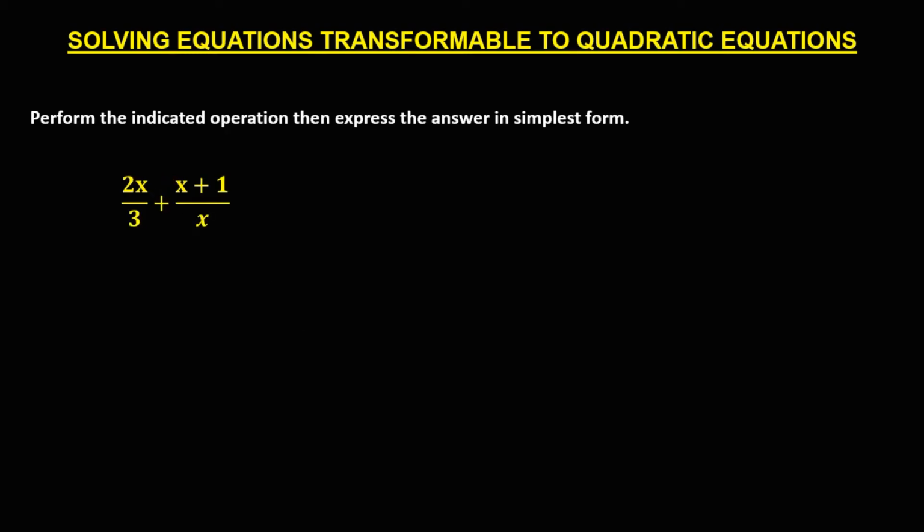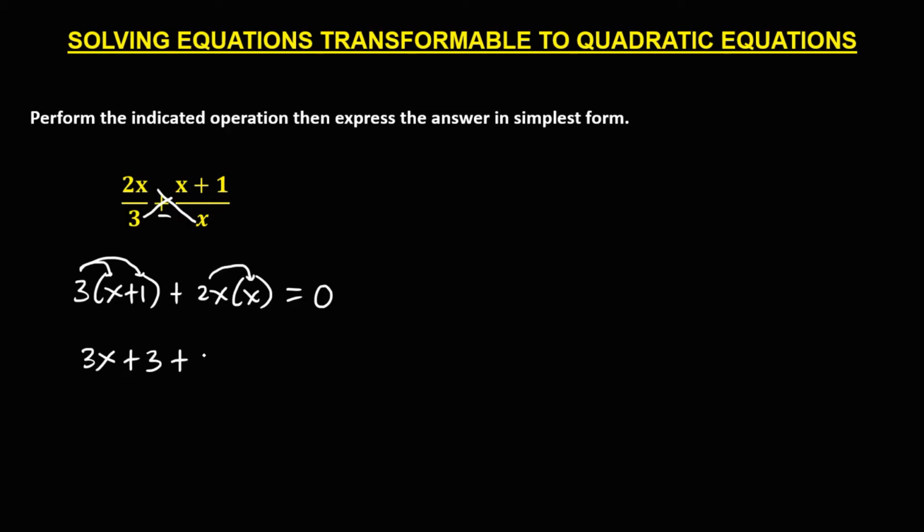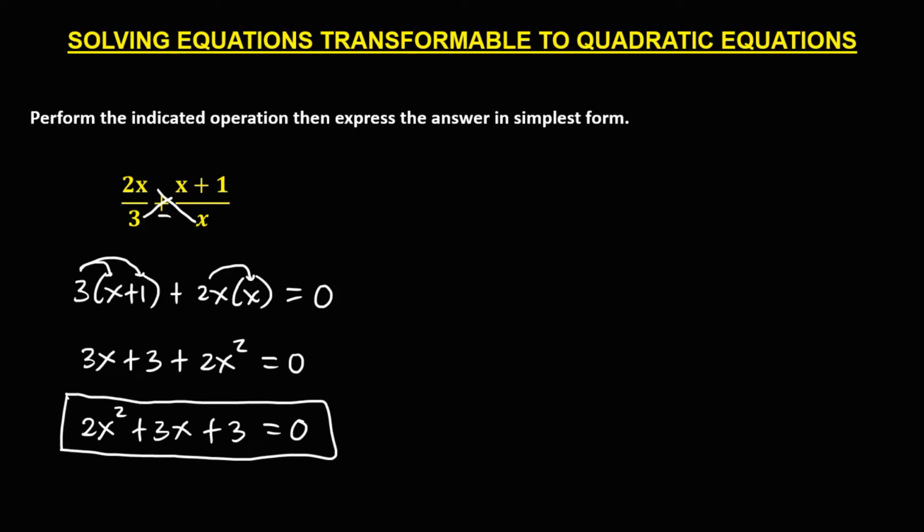And for this given, using cross multiplication, multiply 3 times x plus 1, then plus 2x times x, then equals 0. To simplify, 3 times x is 3x, 3 times 1 is positive 3, then plus 2x times x, that's 2x squared, then equals 0. Then we need to arrange this equation starting with the highest exponent. So we have 2x squared plus 3x plus 3 equals 0. So this is now the quadratic equation.